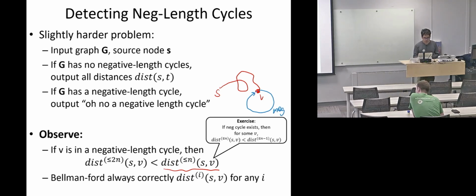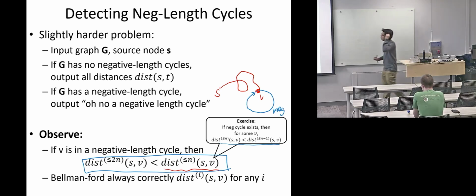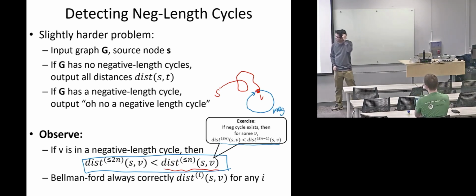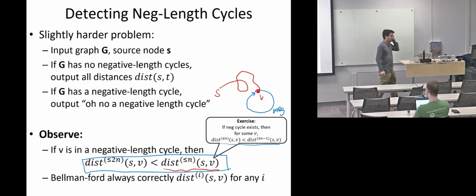With this observation, that's good. Actually, you can get something stronger, but I let you think about this as an exercise. You don't need to go to 2n. It's just at most n. That's enough, at least for some v, this must happen. But that's an exercise if you want something fun to think about. Anyway, back to this.